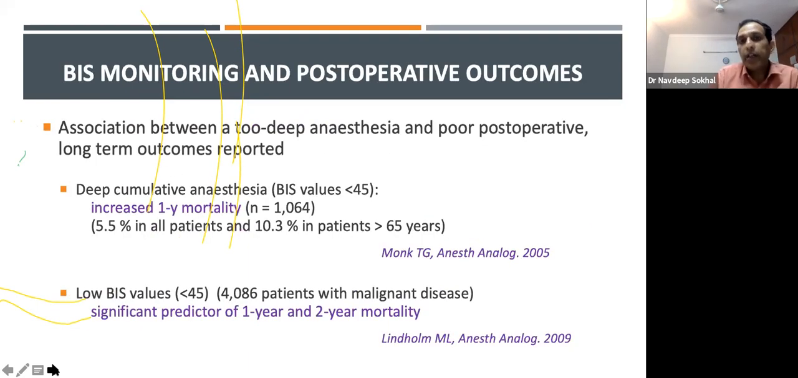Again, BIS monitoring and post-operative outcome. It has been said that too deep anesthesia has led to poor post-operative outcome. That means deep cumulative anesthesia, where BIS values are less than 45. Most of the time, when the BIS value remained less than 45, it increased the mortality, the 1-year mortality. Similar results were found in another study, where low BIS value was a predictor for increased mortality at 1 and 2 years.